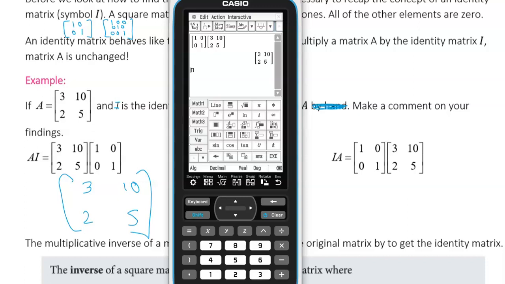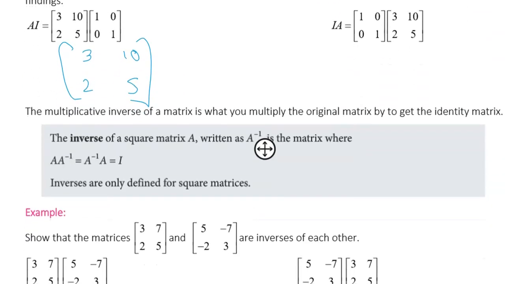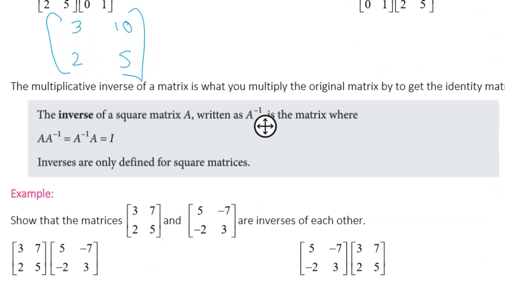Okay. So the inverse of a square matrix A is written as A to the power of -1, where A times A to the power of -1 equals A to the power of -1 multiplied by A, which equals the identity matrix. So the order is not important. Inverses are only defined for square matrices, and we're going to be using it as a way of undoing a matrix, just like inverse operations.